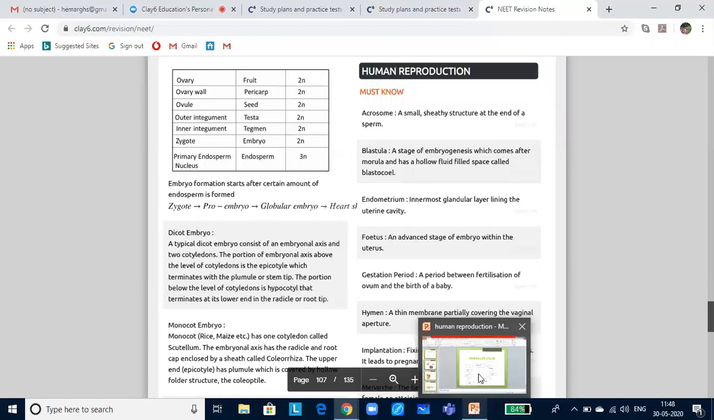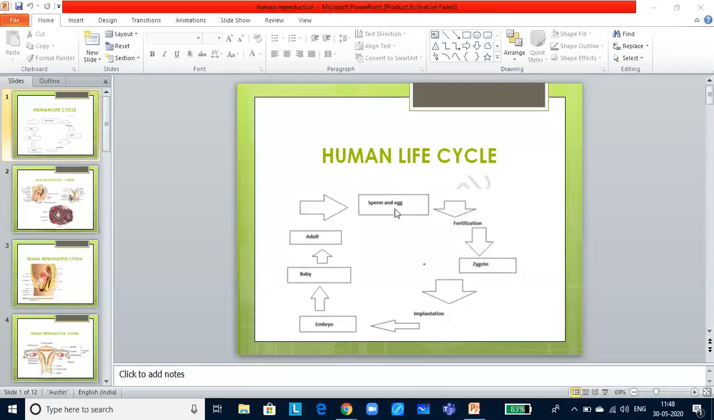So let us now first get to the human life cycle. Sperm and the egg, when they fuse, undergo fertilization to form the zygote. The zygote, after implantation in the uterus, will become an embryo. The embryo will develop as a baby, and that will develop into an adult. The adult again will start producing sperms and eggs, depending upon whether it is male or female. So like this, the human life cycle goes.